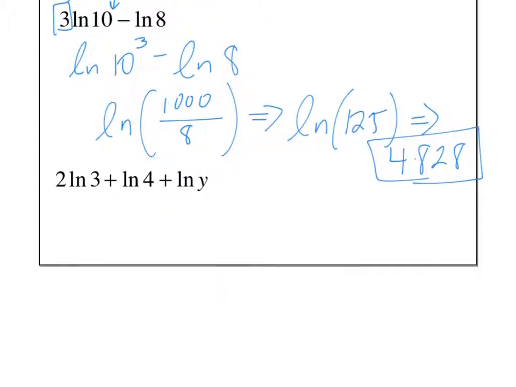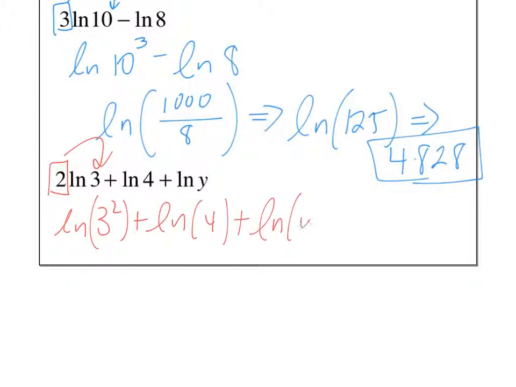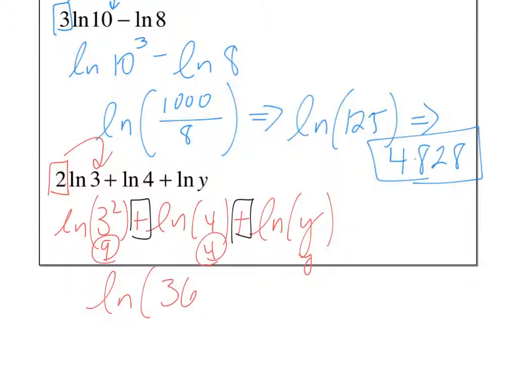Okay. The next one. The number on the front represents the exponent, so the natural log of 3 squared plus the natural log of 4 plus the natural log of y. Now because all of these are plus signs, that implements the product property, and we could rewrite it as 1 log. 3 squared is 9 times 4, which is 36, and then times y here. And there you have it.